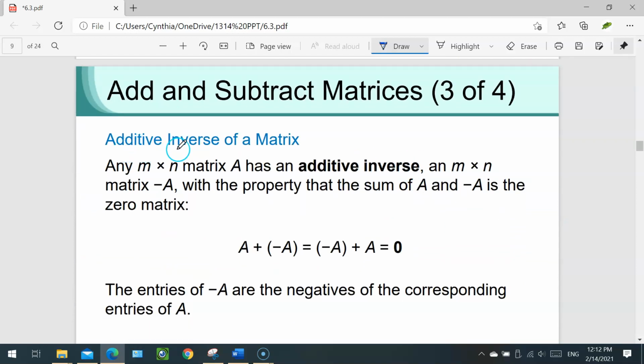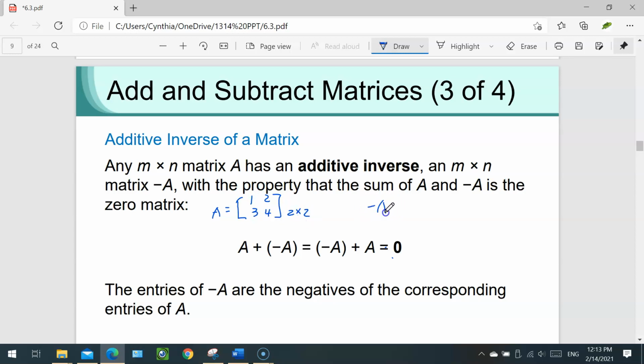Another one is the additive inverse of a matrix. That means when you combine the matrix A and the opposite matrix, the negative matrix of the matrix A, or when you swap the order, negative matrix A combined with the positive matrix A, you will get a zero matrix. For example, the matrix A is 1, 2, 3, 4. It's a 2 by 2.